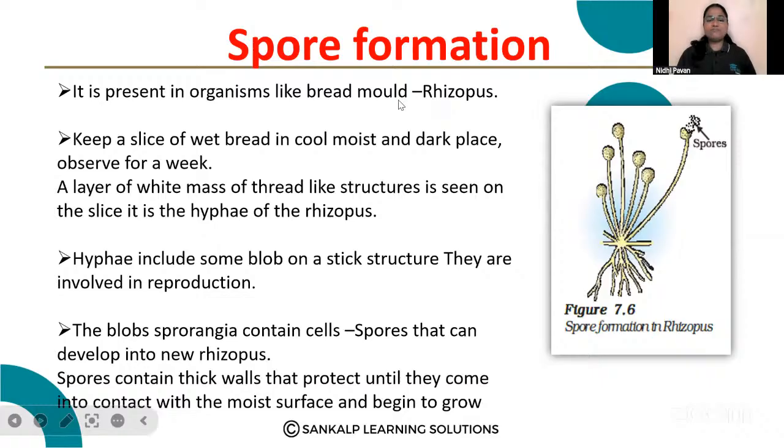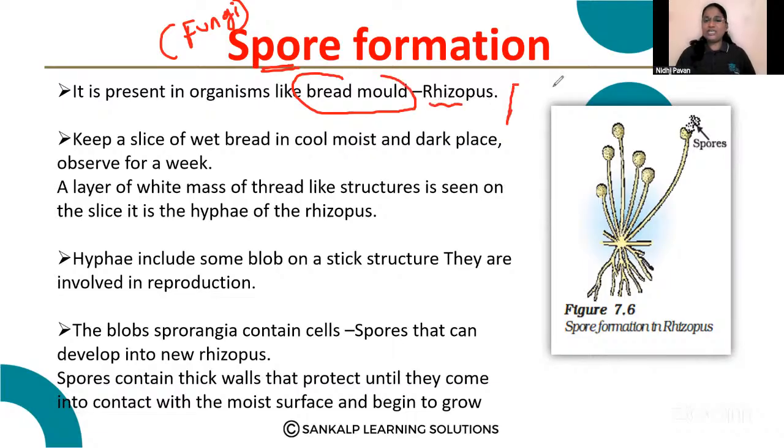Next we have spore formation. Spore formation, usually we can see it in fungi. In this we can see spore formation. What happens? In organisms called bread mold. What is this bread mold? Rhizopus, I told you, right? When you keep the bread outside for several days, you can see black color spots on it. After that you can see a mesh, a spider web like mesh on it, which is nothing but our Rhizopus. That is a fungi.